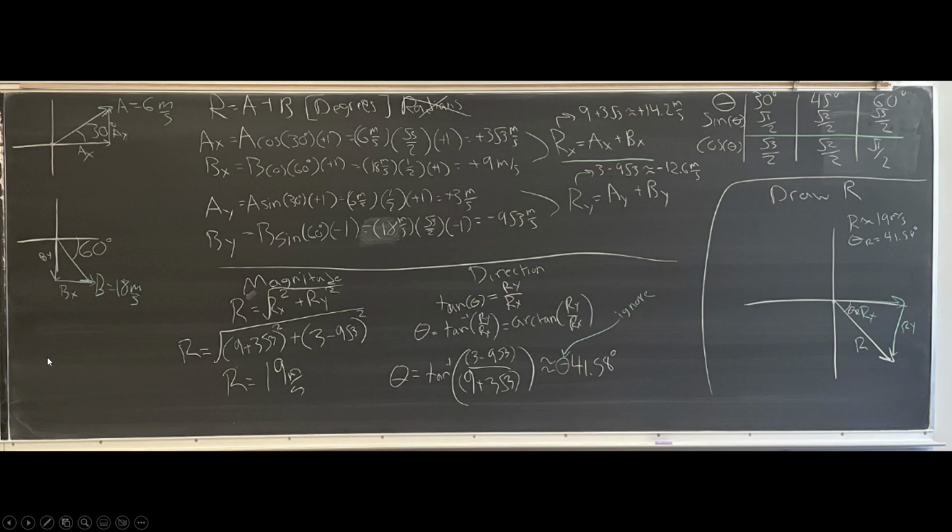If I had vector C, then it would just be the same process. We would have CX and CY. When you're all done, add up all your X components together, because those are now parallel, to get your resultant X component, RX. So AX plus BX will be 9 plus 3 square root of 3, which is about positive 14.2 meters per second.